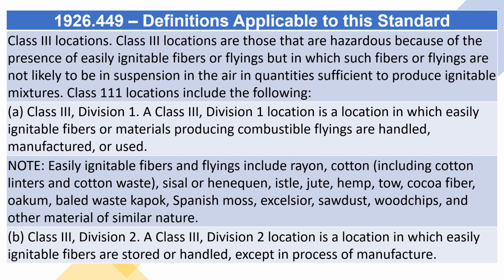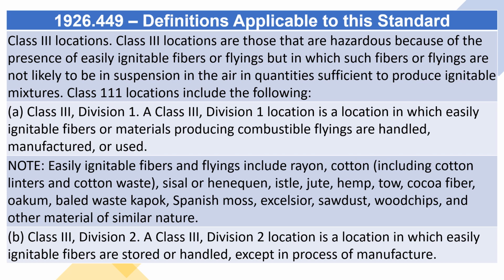A. Class 3, Division 1. A Class 3, Division 1 location is a location in which easily ignitable fibers or materials producing combustible flyings are handled, manufactured, or used. Note: easily ignitable fibers and flyings include rayon, cotton, including cotton linters and cotton waste, sisal or henequen, istle, jute, hemp, tow, cocoa fiber, oakum, baled waste kapok, Spanish moss, excelsior, sawdust, wood chips, and other material of similar nature.